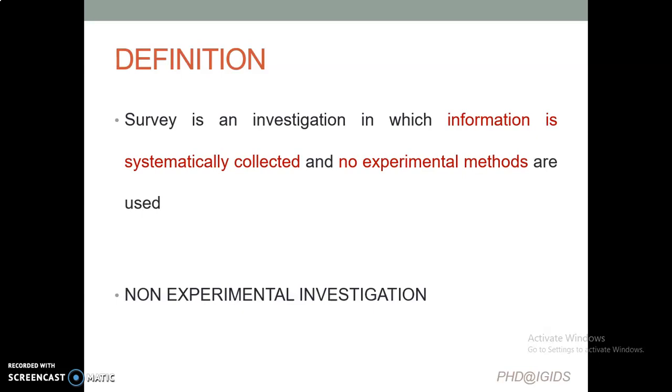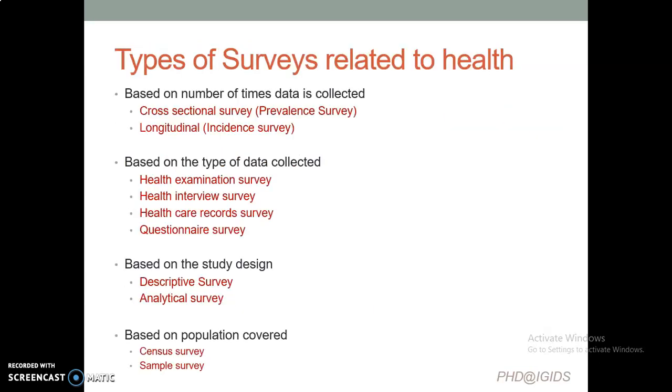But when we use it for an epidemiological investigation, we need to understand what a survey is in relation to the healthcare context. So when you talk about surveys related to health, you can classify surveys based on 4 headings. The first heading is based on the number of times the data is collected. There are 2 types of surveys. One is called a cross-sectional survey, the other is called a longitudinal survey. As the name suggests, in a cross-sectional survey, the data is collected only once from a population. Whereas in a longitudinal survey, the data is collected from the same population multiple times. Cross-sectional survey is also known as the prevalence survey, whereas longitudinal survey refers to the incidence survey.